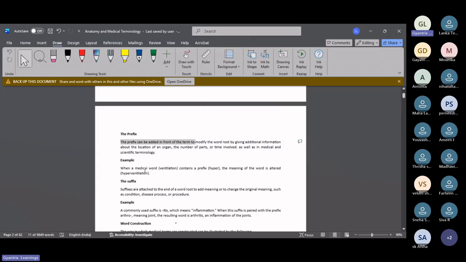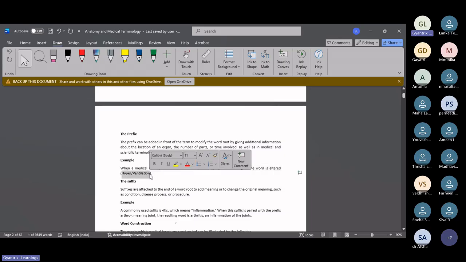For example, we have the word hyperventilation. We know what ventilation is. In this word, ventilation is the main word and hyper is a prefix, so it becomes hyperventilation. Hyperventilation is nothing but excessive ventilation, right? So an example of a prefix is hyperventilation.